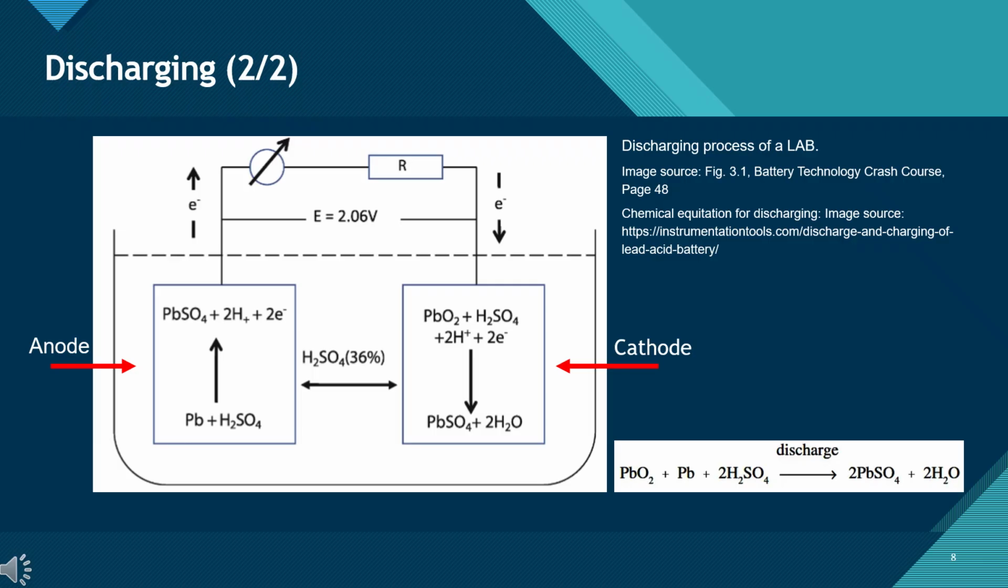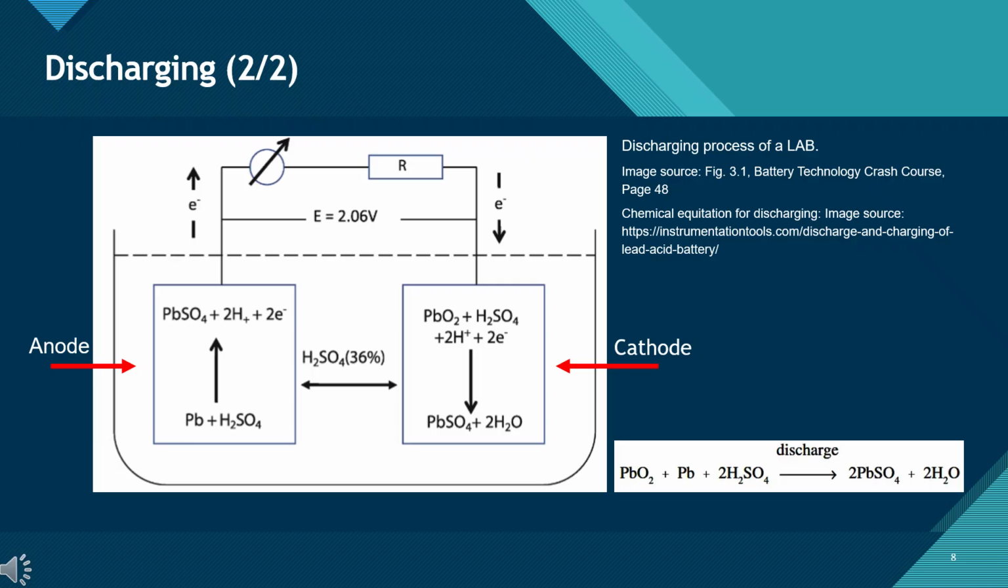Inside, the electrolyte is almost equal to 36% H2SO4. Sulfate ions move to the plates, and H+ takes part in the cathode reaction. At the anode, lead reacts with sulfate to form PbSO4 and releases 2 electrons. At the cathode, lead dioxide reacts with H2SO4, H+, and the incoming electrons to form PbSO4 and water.